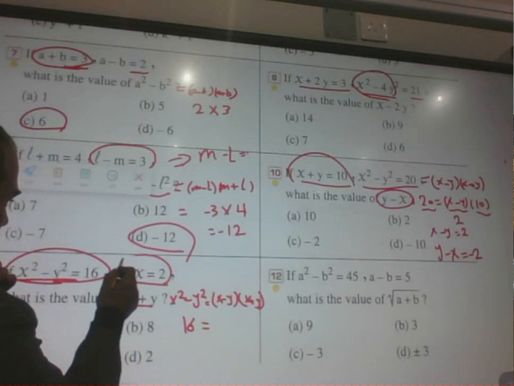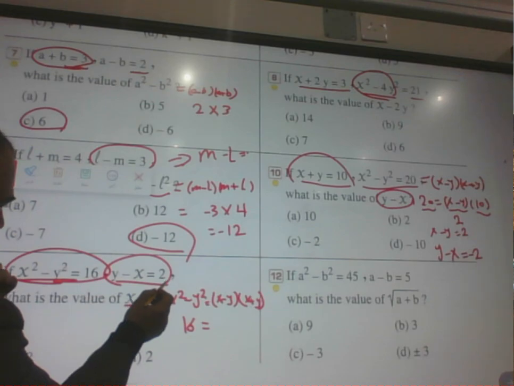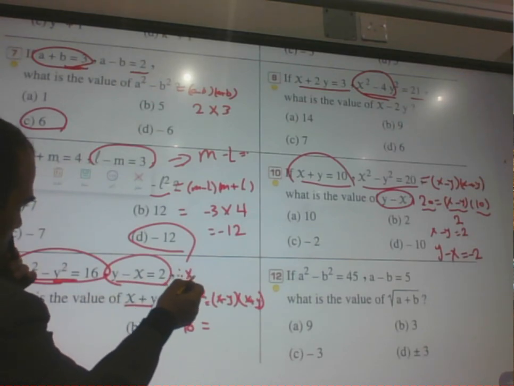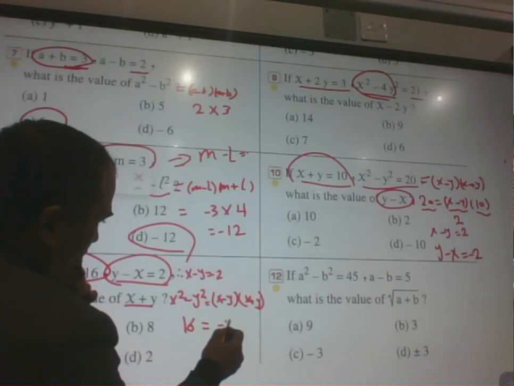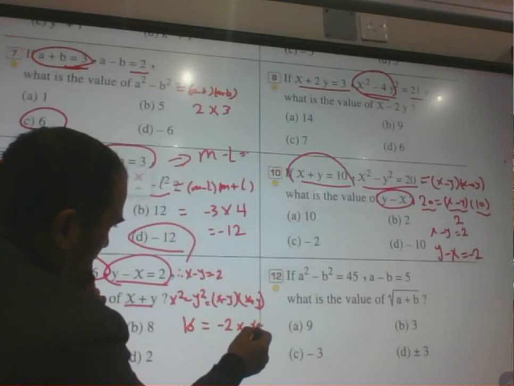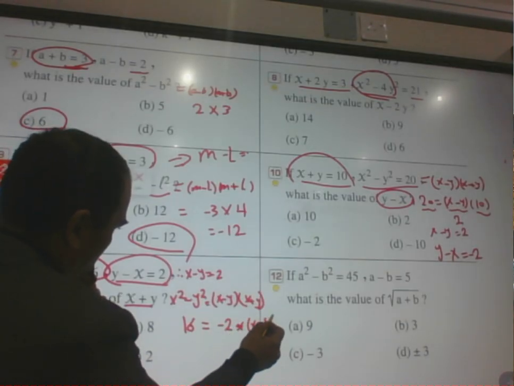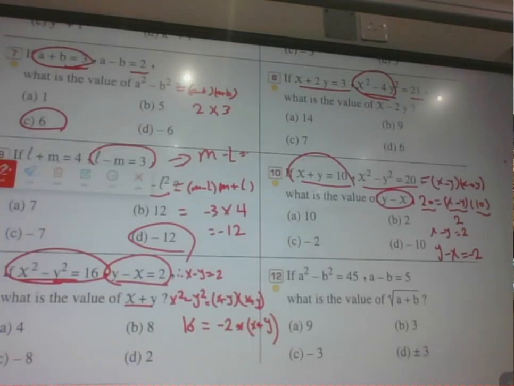Look at here, y minus x is the additive inverse of this expression. It will be x minus y is negative 2. Then x minus y is negative 2, negative 2 product by x plus y. Means the value of x plus y equals what here?